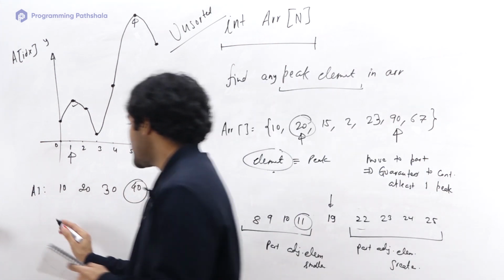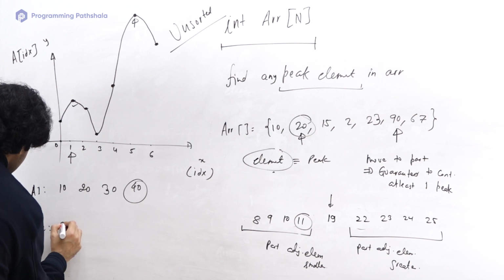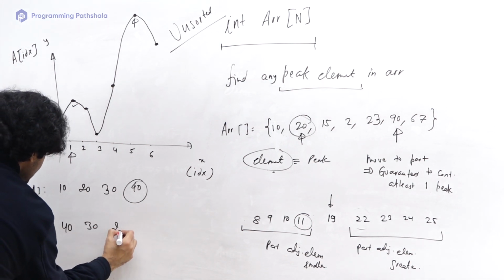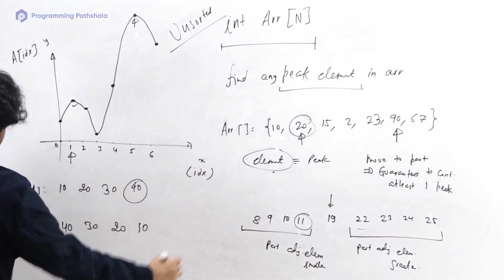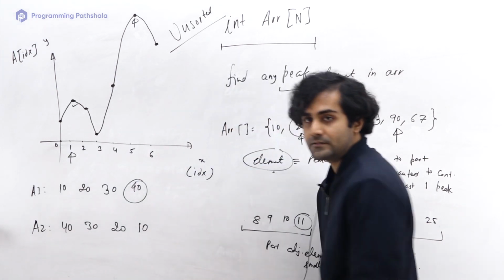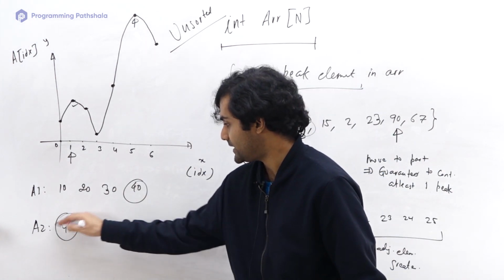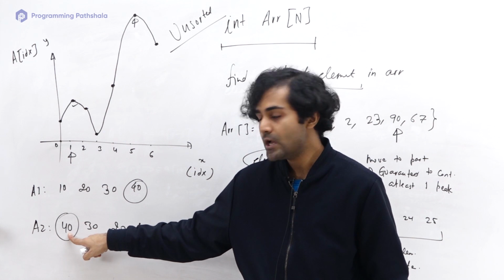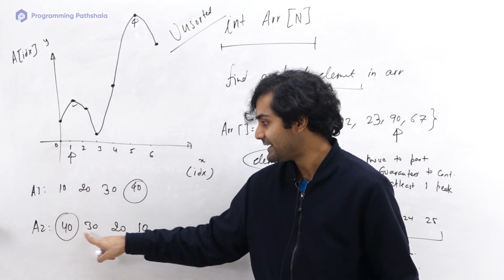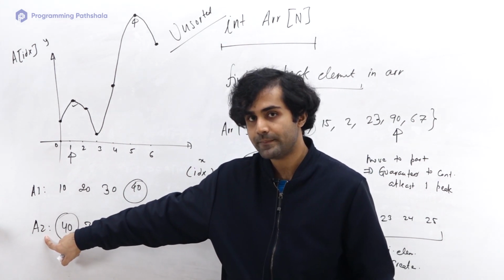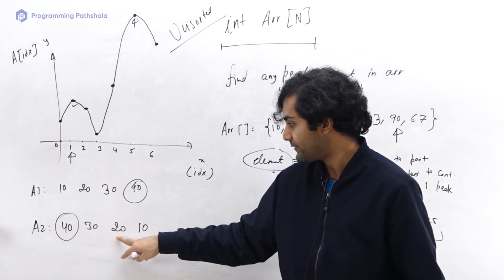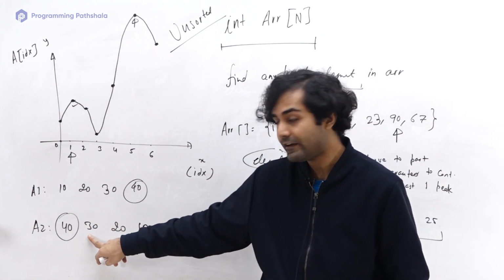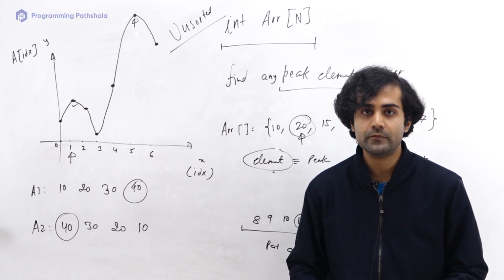Okay, now let's consider a reverse sorted array which contains 40, 30, 20, 10. So when you consider this array, what will be your peak? So here your peak will be the first element because that is the only element which is greater than the right and there is no left to it. For all the other elements, they are greater than the right, but there is a left which is greater than or equal to them, right?